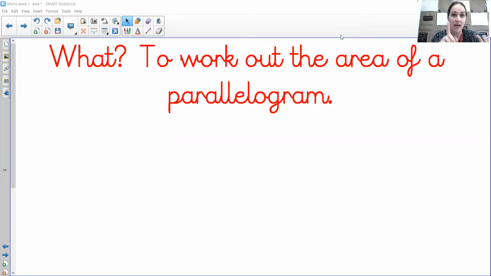So we have looked at area and perimeter of rectangles and squares, and we have looked at a bit of a problem solving lesson to do with them as well. So today we are stepping forward and we're going to have a go at working out the area of a parallelogram. Okay, so a little bit different. You might not have done this before, but it's not that hard. Once you understand what a parallelogram is and how we work it out, it's really not that tricky. We will also be carrying this on next week as well.